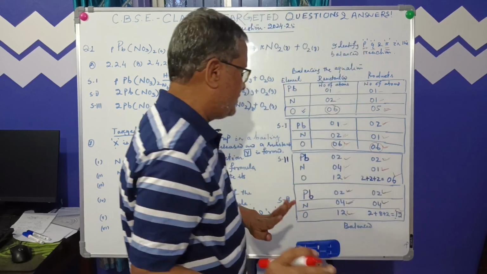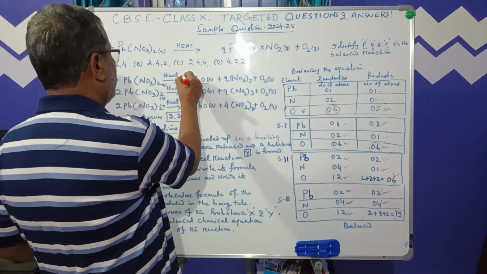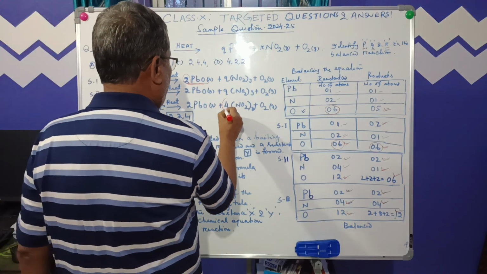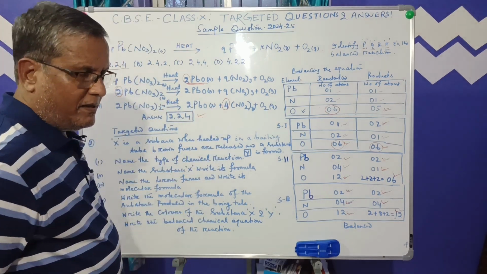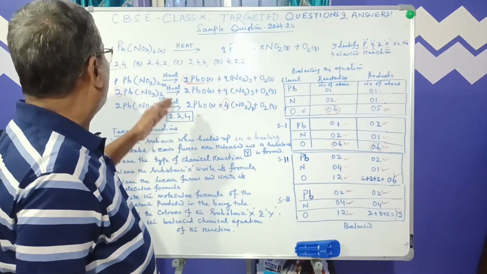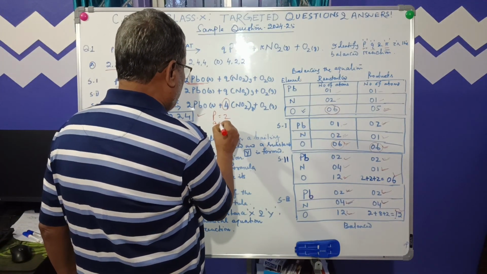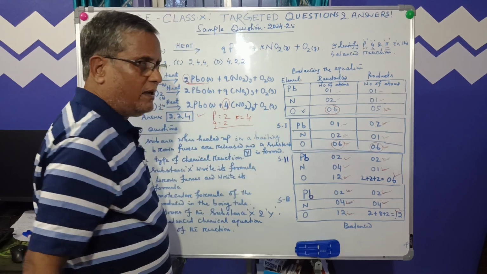Now we got the answer. First we multiplied 2 here, second we multiplied 2 here, third we multiplied 4 here. So the answer is 2, 2, 4. That means P is equal to 2, Q is equal to 2, and R is equal to 4. Okay, that is the answer.